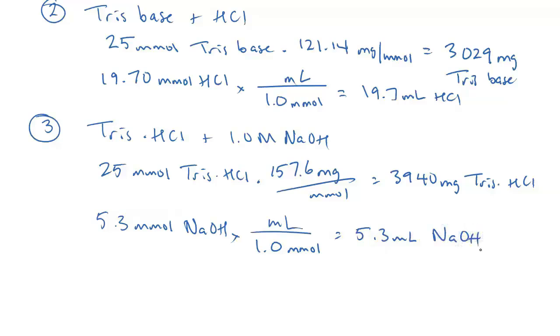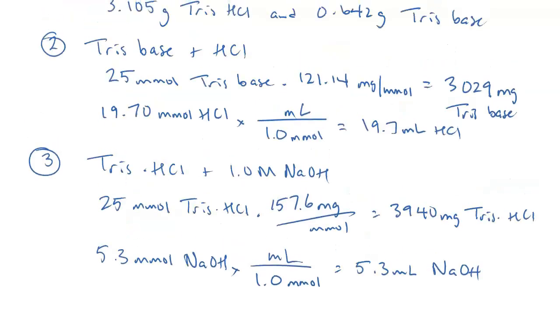In both of these cases, 2 and 3, you would probably dissolve either your tris base or your tris conjugate acid form in your 450 milliliters of deionized water. You would add the HCl or sodium hydroxide, you would dilute it up to the mark, and you would have the buffer.